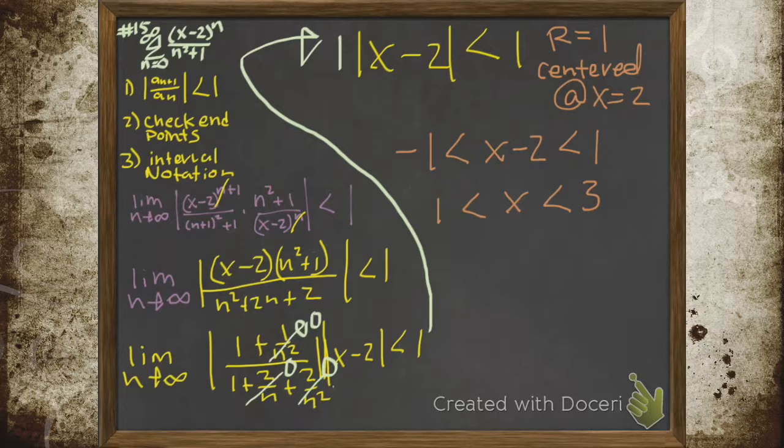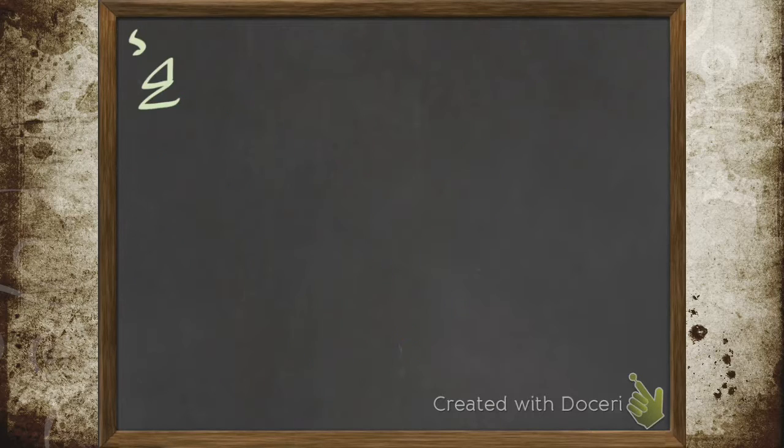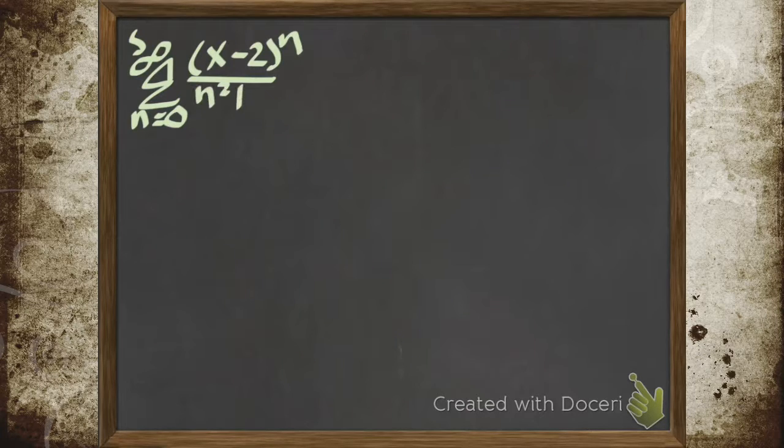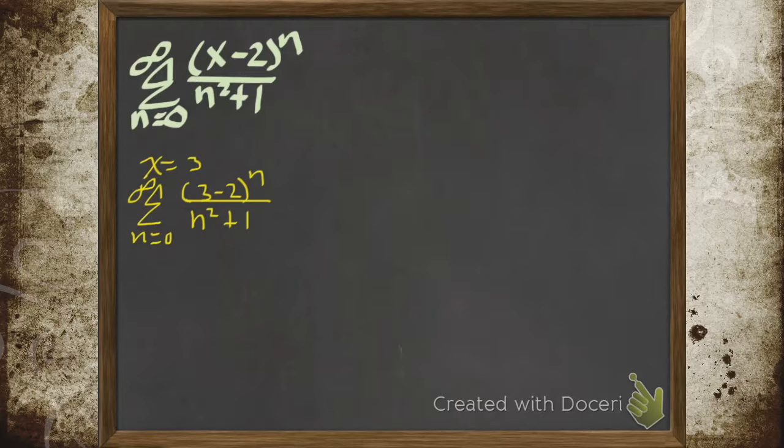Now we're on to step 2, where we check our endpoints. Let me make some room, because we're checking endpoints. That was my original series. Let's first check x equals 3. Brittany wanted that. So I put a 3 in everywhere where x was, and I reduced that to the series, that guy.